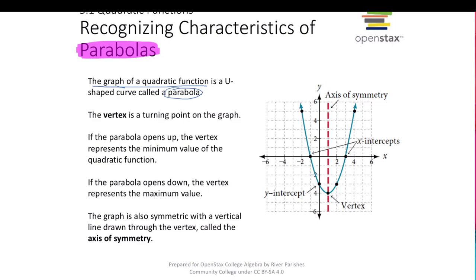Now, there are different parts of the graph. They're all labeled on the graph, and then they're explained over here on the left. So the first thing that we're going to talk about is the vertex. So the vertex is the turning point of the graph. It's where the graph changes directions, okay? And so you can see that point right here, the vertex. So again, that's where the graph changes direction.